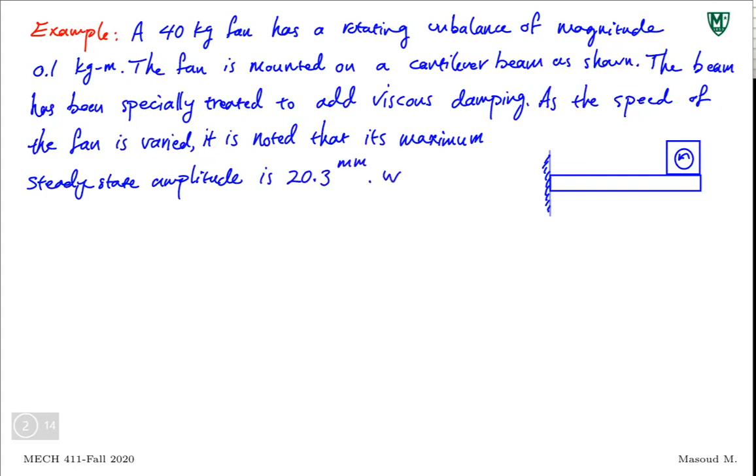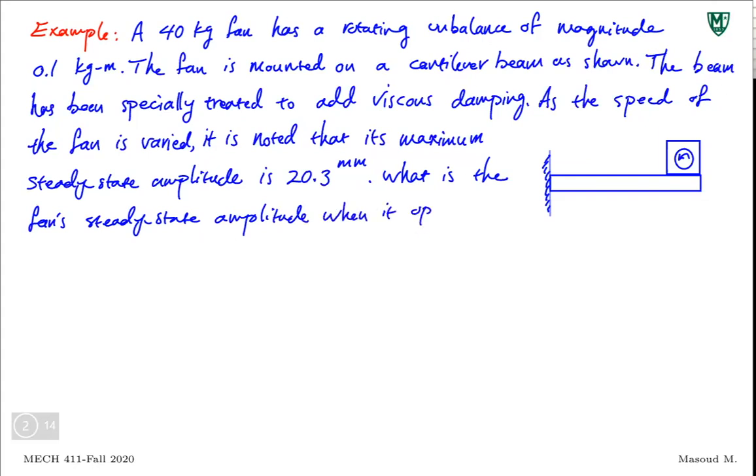Now the question is, what is the fan's steady state amplitude when it operates at 1000 RPM, or let me write it this way, revolutions per minute.